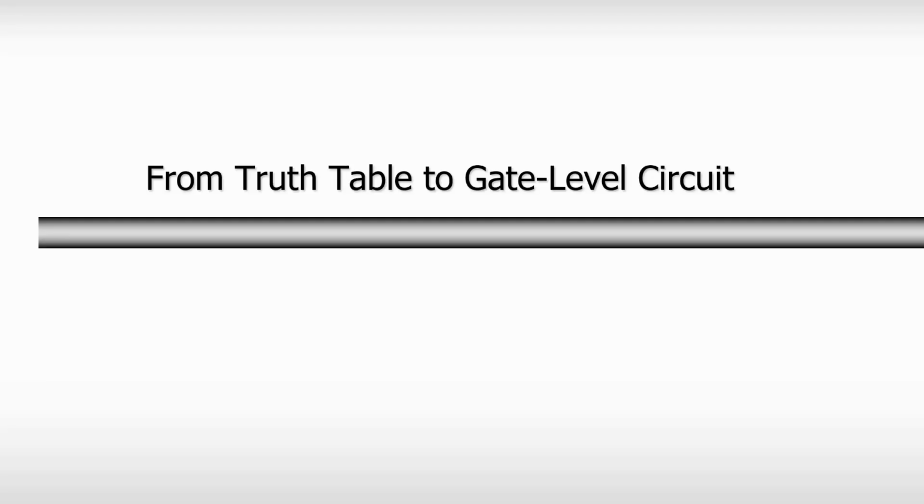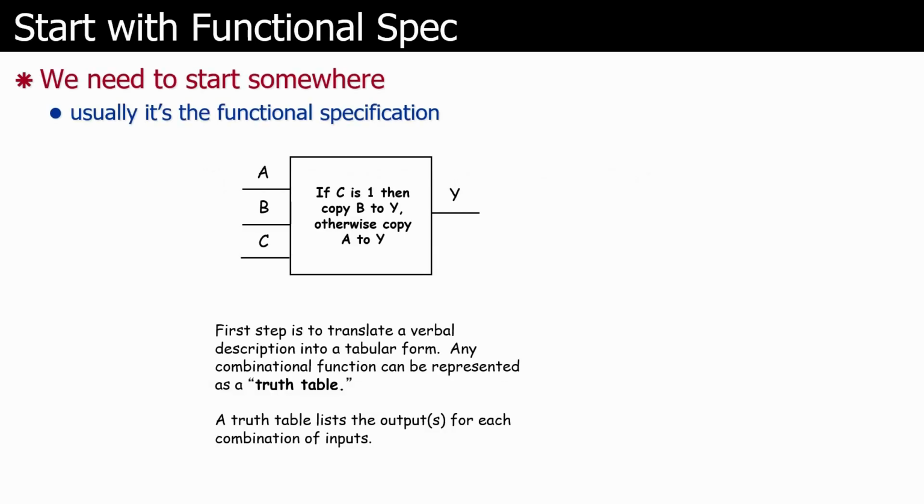Let's look at how we actually go from a truth table to generating a circuit of gates. What we start with is a functional specification. We want to ask ourselves, for what inputs will we get a certain output? And we need to do this for every possible combination of inputs. The way you do this is you draw a truth table.